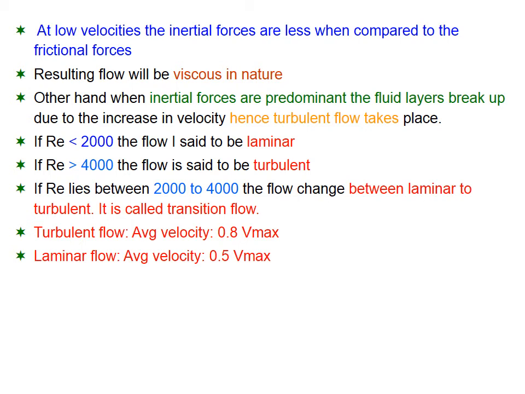If Reynolds number is less than 2000, the flow is called laminar flow. If Reynolds number is greater than 4000, the flow is called turbulent. If Reynolds number is between 2000 to 4000, it is called transition flow. Average velocity of the turbulent flow is 0.8 maximum velocity, and laminar flow average velocity is 0.5 maximum velocity.